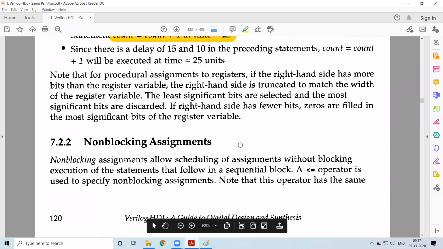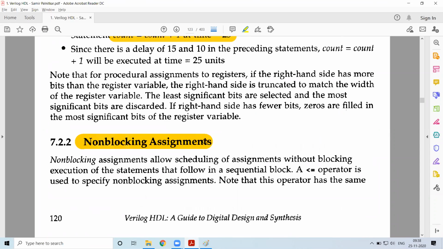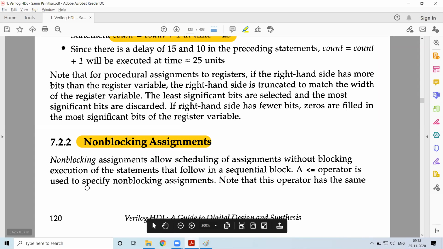Now we have another one, that is non-blocking assignments. Why do we require this? That is one important thing. Previously we saw that assignment is happening in sequential form, that is one statement is executed, then it goes ahead and assigns. But in non-blocking, you can schedule the assignments without blocking the execution of the other statements.